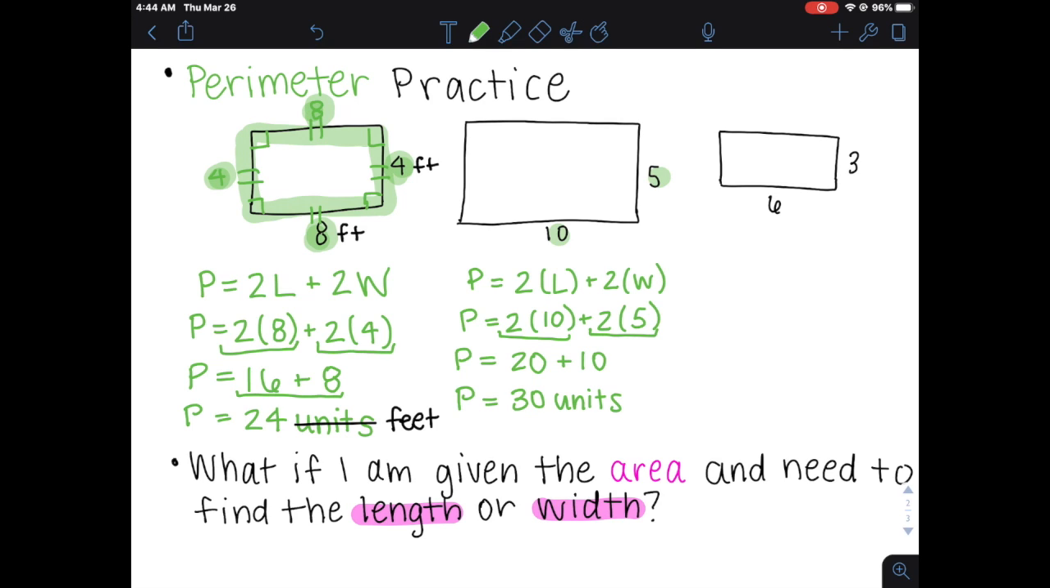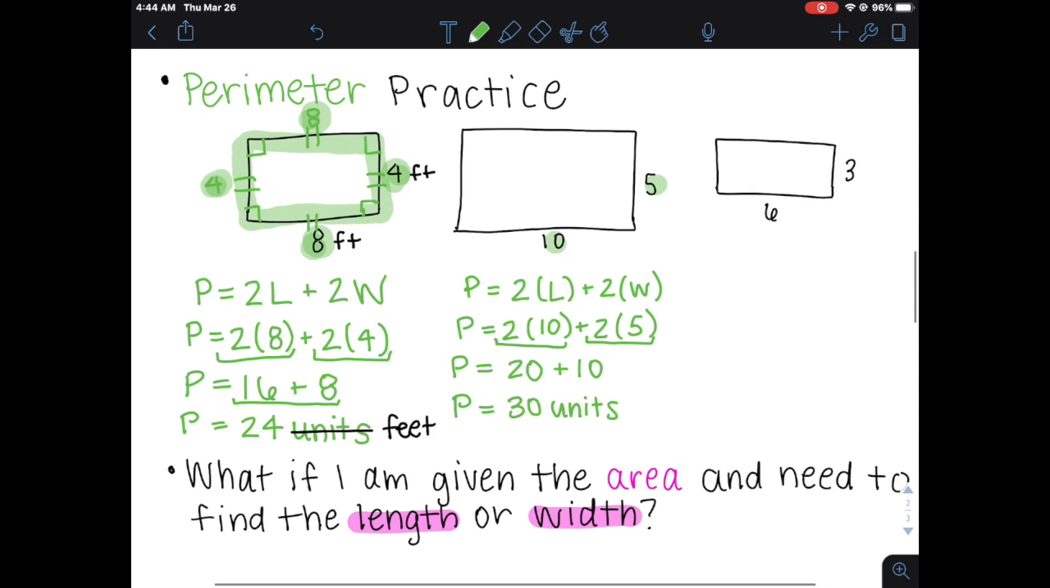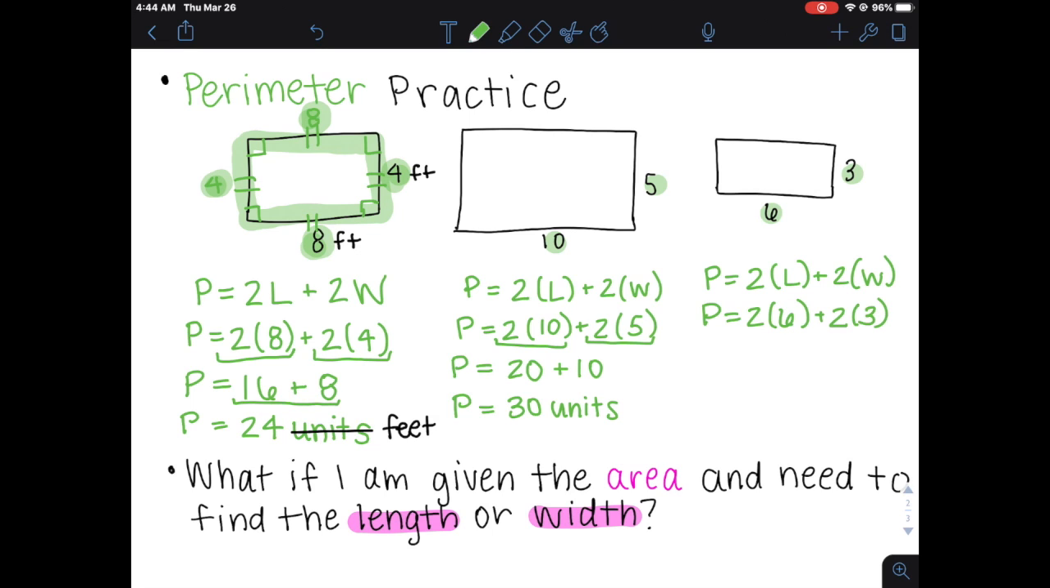Last but not least, we have our rectangle with a length of 6 and a width of 3. So let's start plugging in our formula. 2 times the length plus 2 times the width. Perimeter equals 2 times our length is 6 and width is 3. So length 6, width 3. Got to simplify the multiplication problems from left to right. So perimeter equals 2 times 6 is 12 plus 2 times 3 is 6. So perimeter equals 18 units.